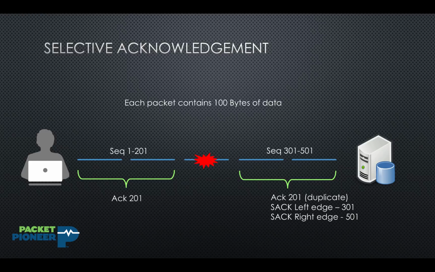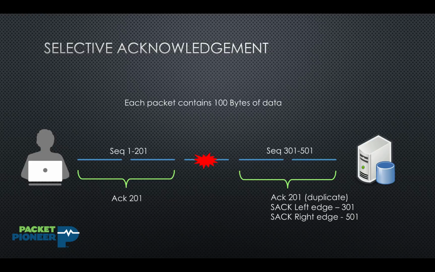That will be listed in Wireshark as a duplicate ACK. Why? Because we see that ACK number a second time. The server is basically saying, hey client, I'm good through ACK number 201. I received those first two packets. However, it can use its TCP options within that packet to indicate the selective acknowledgement left edge of 301 and the right edge of 501.